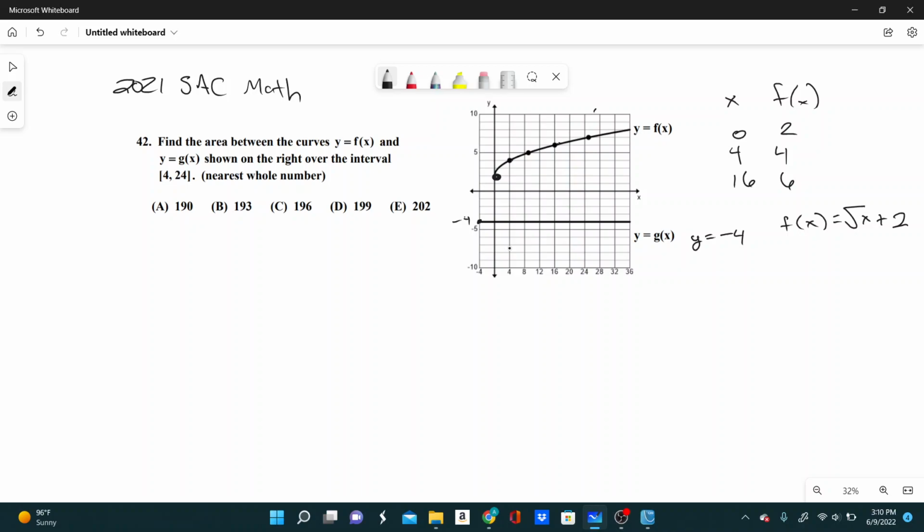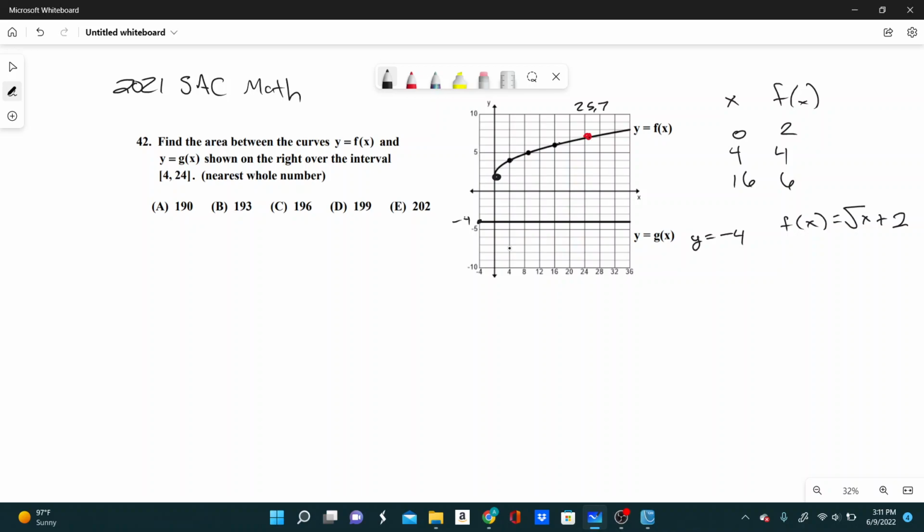And if you really wanted to, you could pick a random point on the graph and just see if that gets you a really close approximation. So like if we picked this point right here, that looks pretty similar to 25, 7. So square root of 25 is 5, plus 2 gives you 7. And so we can be pretty confident that this is, in fact, the curve square root of x plus 2.